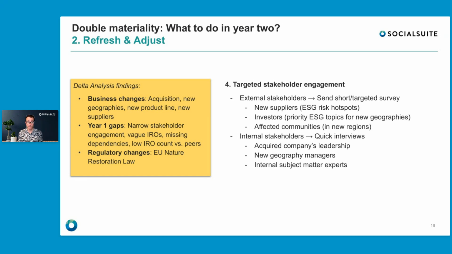So if you have new suppliers in ESG risk hotspots, how do you engage with them? Are there new investors related to that acquisition? Or are there investors with interest in new geographies you're operating? Think about what might be the priority ESG topics for them and the risks and opportunities that they see. In your new geographies or new regions, who are the communities that are affected? Engage with them.